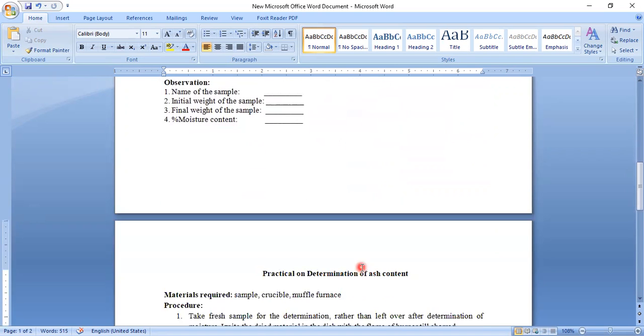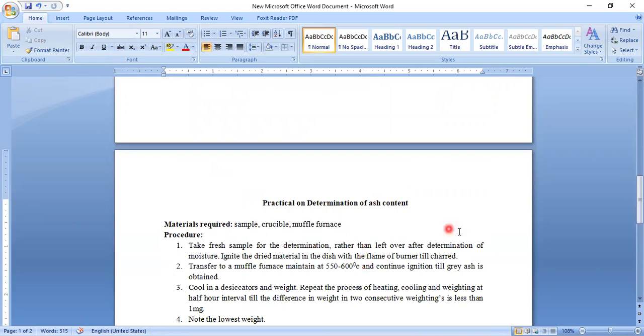Now we will move towards the next practical, that is determination of the ash content. Now see, for finding out the ash content: ash content is nothing but finding the mineral contents of the given food sample. So the materials required for that are the given food sample, a crucible, and a muffle furnace.